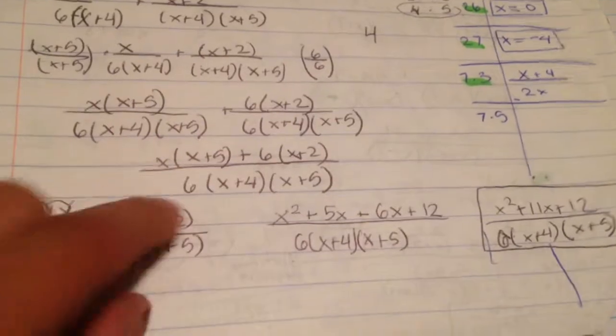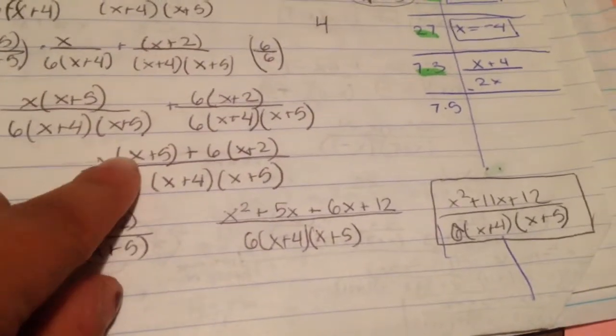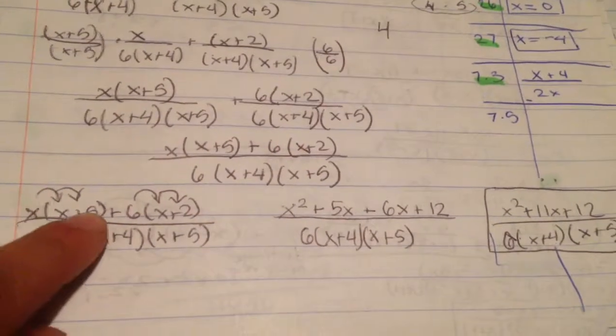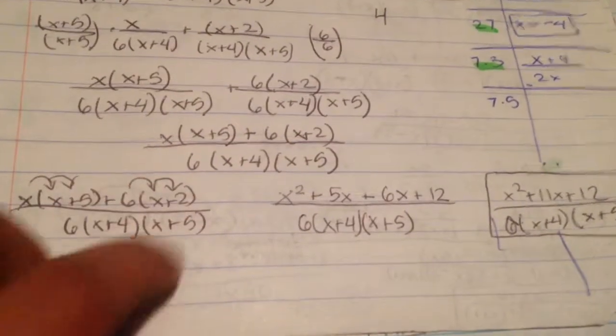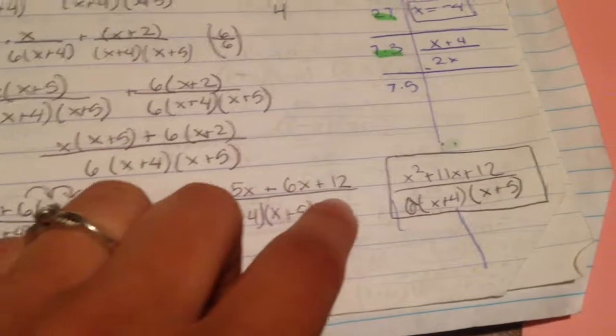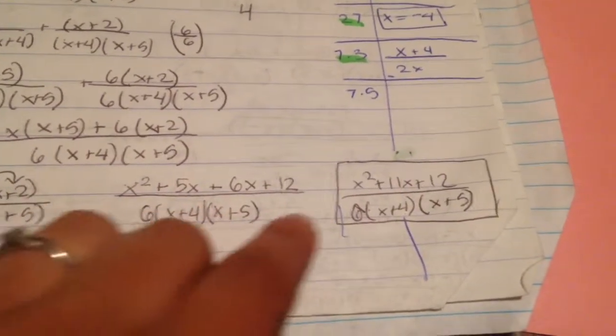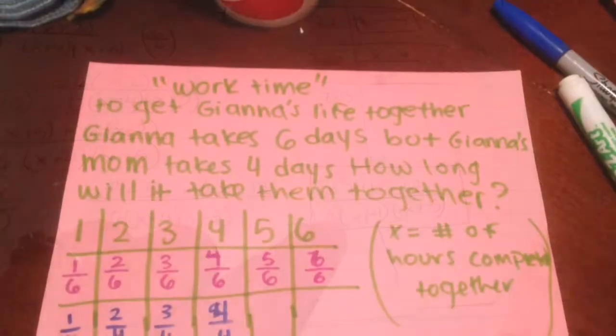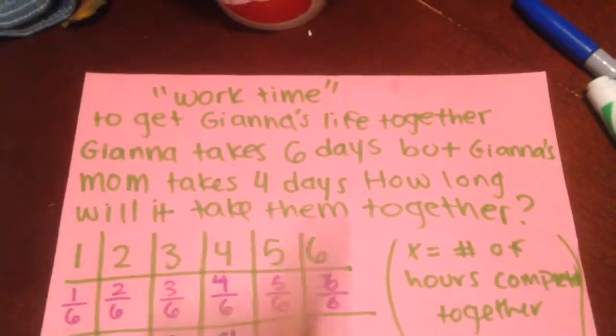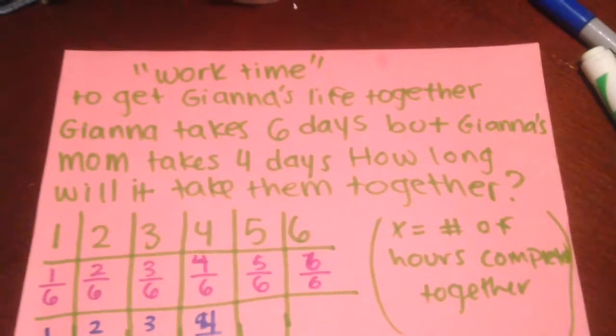Next thing you do is you add them together, and so you just put the x plus all of them together, and then you're going to distribute the x here, and you're going to just distribute the 6 here, and you're going to get this right here, and then you're going to simplify it, and you're going to eventually get this answer.